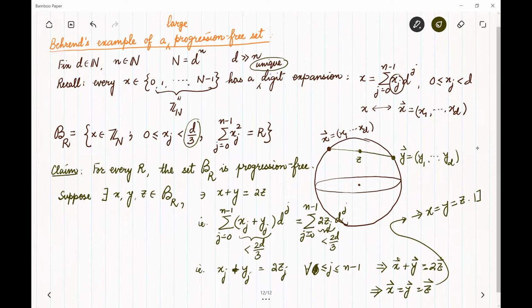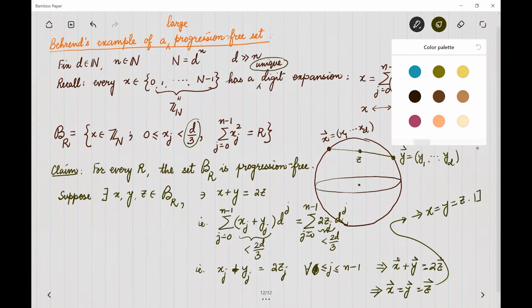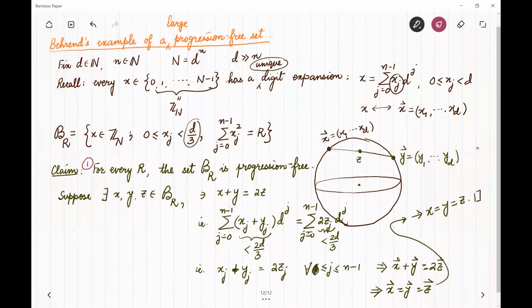Well, right now there are many possible choices of capital R, and regardless of which one you pick, this is progression free. I claim that, so this is part two of the claim. So part two of the claim is that there exists an R such that the cardinality of BR is large. And I want to explain why and what exactly does large mean. So we'll see. So notice that just by virtue of the definitions, these are all disjoint sets. So these are disjoint in R.